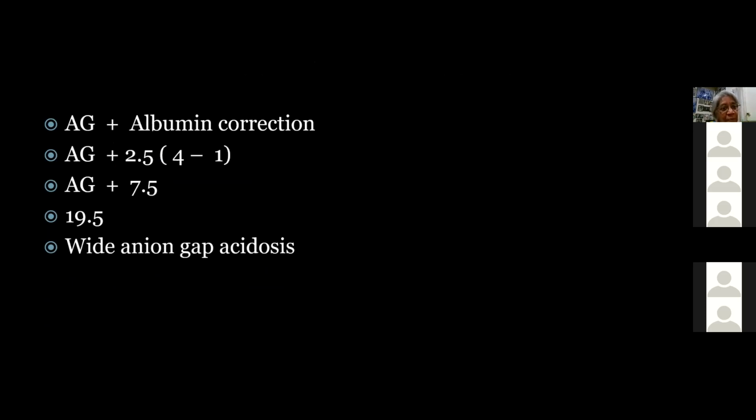So there the albumin looked normal. But when you see the albumin correction, now how do you do albumin correction? Whatever is your albumin, you take normal as 4. This child had 1 albumin. So 4 minus 1 into 2.5, it'll be 7.5. So when you add the 7.5 to the 12, you get 19.5. So this is actually a wide anion gap acidosis, which we would have mistakenly called normal anion gap acidosis if we did not do the albumin correction.